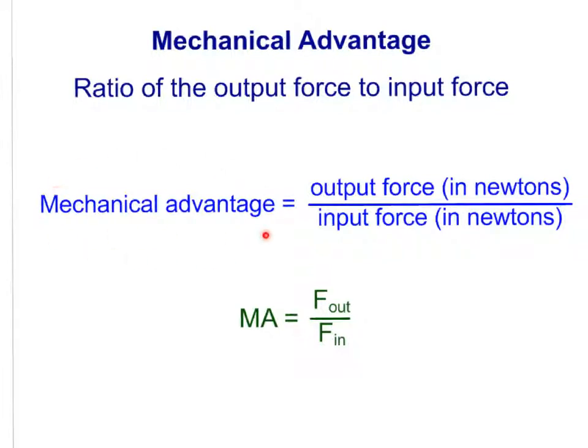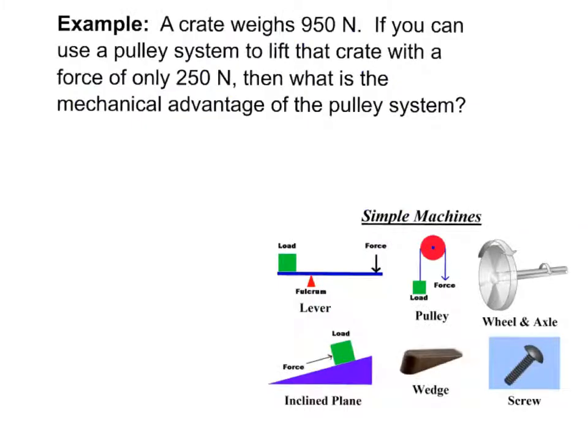So when we talk about mechanical advantage, it is equal to the output force, and remember force is measured in newtons, divided by the input force measured in newtons. Another way to write this, mechanical advantage, capital M, capital A, is equal to the output, the force out, little subscript out, and capital F for force, divided by the force in.